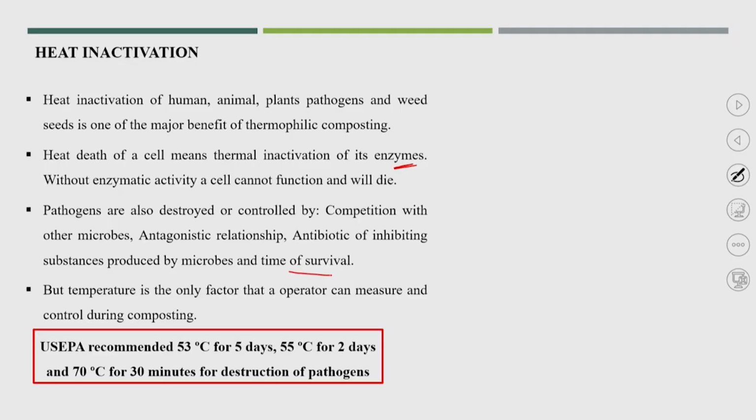So, US EPA is the US Environmental Protection Agency. I think this is one of the major agencies which talks about a lot of rules and regulations. So, they recommended 53 degree centigrade for 5 days, 55 degree for 2 days and 70 degree for 30 minutes for destruction of pathogens.